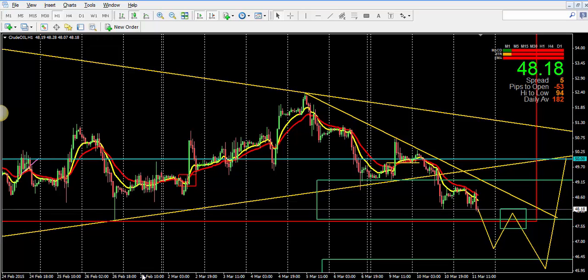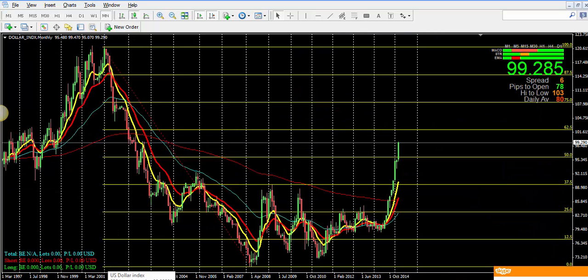Another thing we want to notice is why I'm expecting the crude oil market, the commodities market, to be bearish. Let's look at our dollar index chart. The dollar is strongly trending. This is a monthly chart towards the upside. Now we are on the dollar approaching a reversal zone as well.